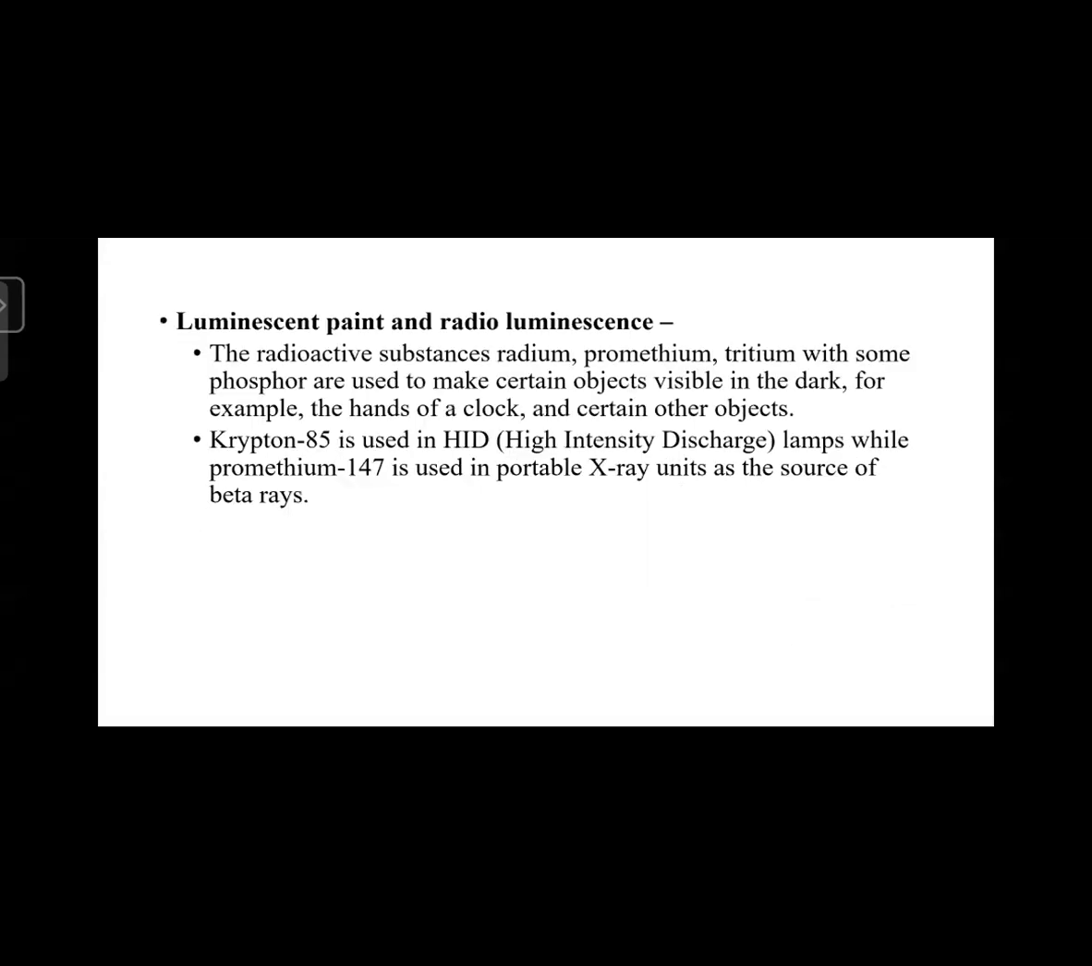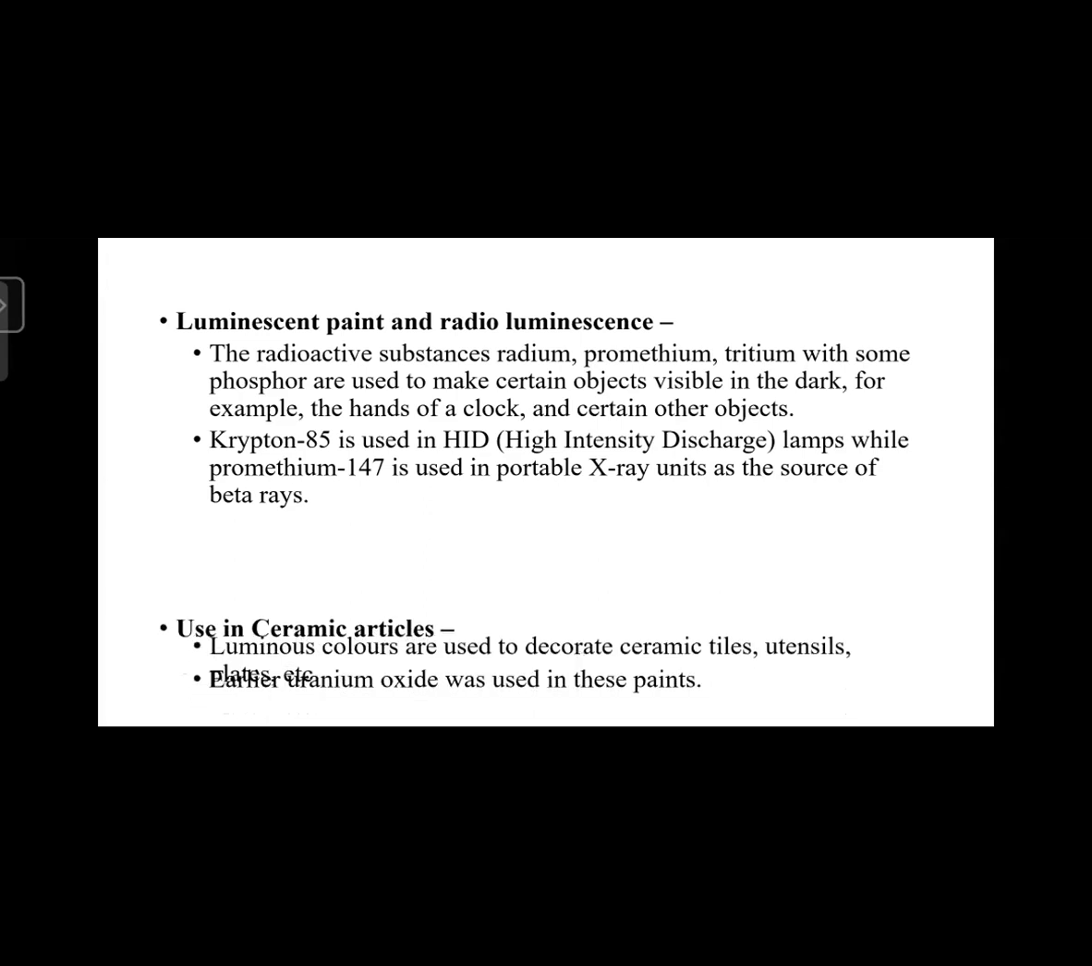Luminescent paint and radioluminescence: radioactive substances like radium, promethium, and tritium with some phosphor are used to make certain objects visible in the dark also. So one of the best examples is the clock in your hand, which will glow in the dark, and certain other objects. Krypton 85 is used in HID, that is high intensity discharge lamps, while promethium 147 is used in portable X-ray units as the source of beta rays.